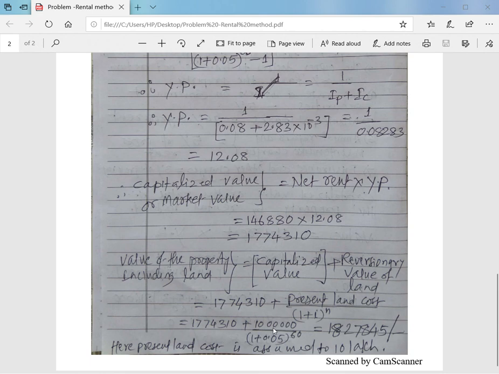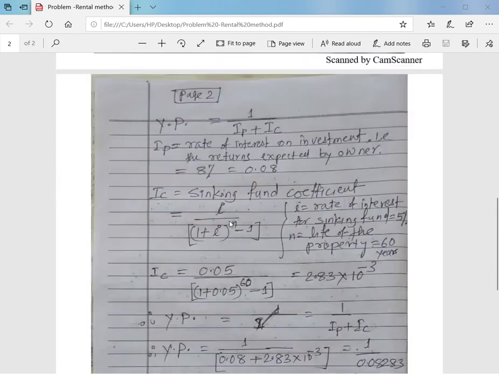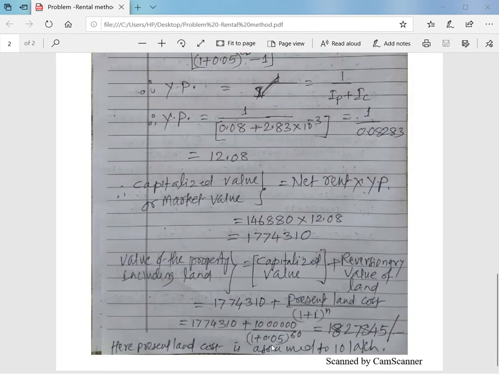Whatever the land cost is, you can put it here: present land cost divided by (1 plus 0.05) to the power 60. This will give the reversionary value, plus the capitalized value already obtained by the above method. And so this total gives 18,27,845 as the total valuation of the property. That includes the building, which is giving an annual rent of 2,16,000 per annum, that is gross rent, and it has land costing around 10 lakh. So this is the valuation of a building which is fetching some rent or income.